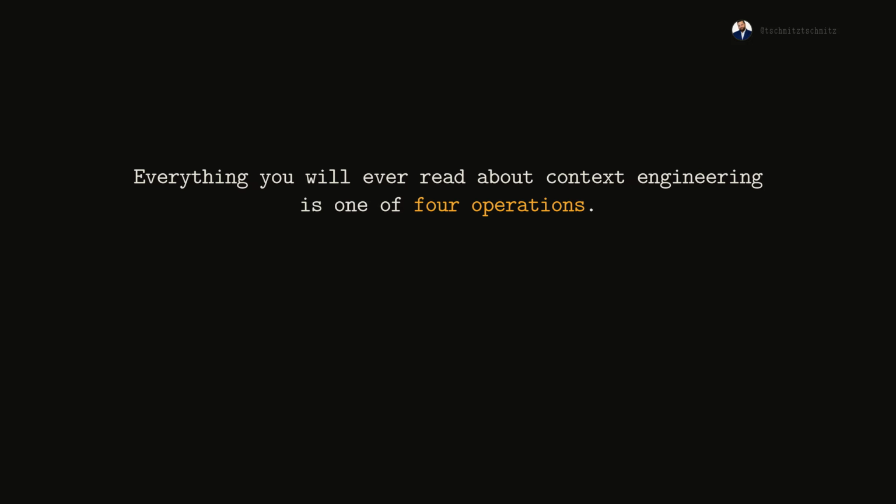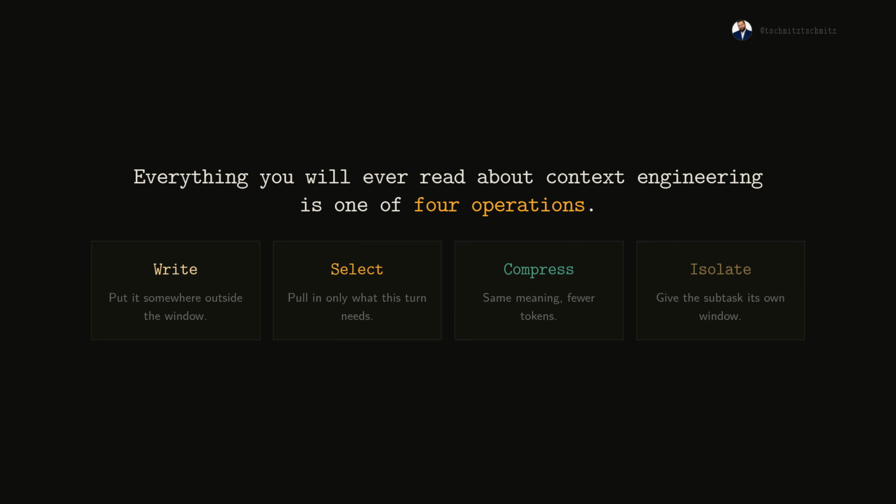Now the good news, which is that the solution space is much smaller than the internet makes it look. Strip the branding off every technique, every framework, every blog post with a number in the title, and you find 4 operations: write, select, compress, isolate. That is the whole toolkit. Let me take them one at a time.